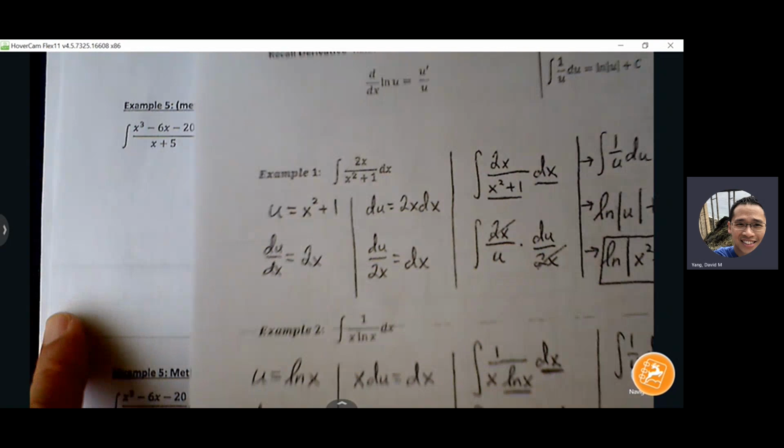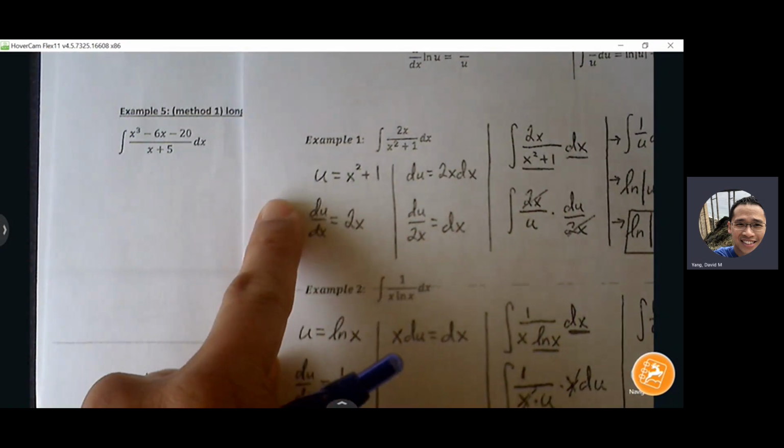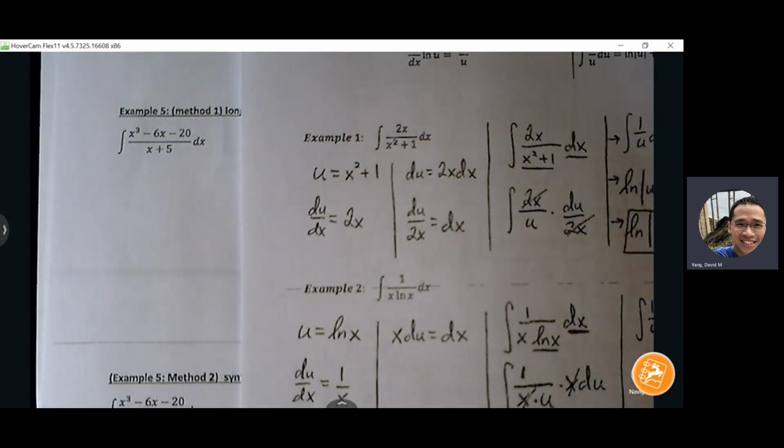Now, how is this setup different than example 1? Do you notice some patterns here? What is one main distinction between what we did with example 1 and the setup with this problem? Okay, yeah, multiple terms up top. Something else though. It's a trait. Compare the degrees. What do you notice?